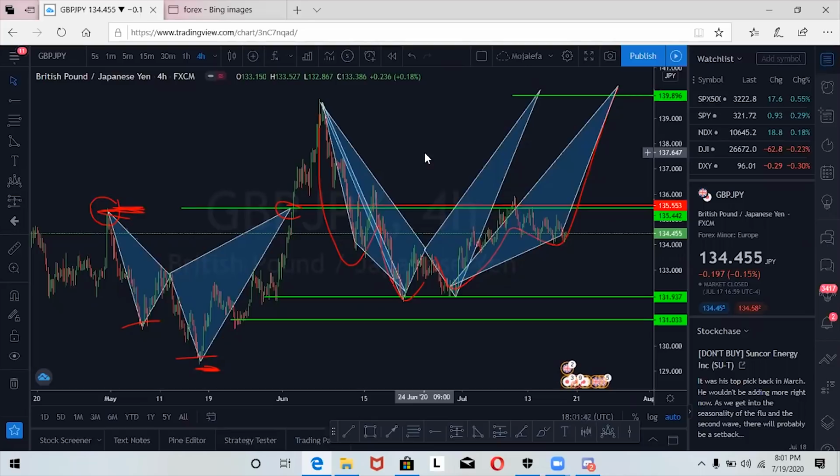So a double bottom in the harmonic language is the bullish butterfly. Then a double top in the harmonic language is the bearish bird. But in the price action language, it's more like saying the double bottom and the double top. Simple as that, guys. So I've answered your questions.